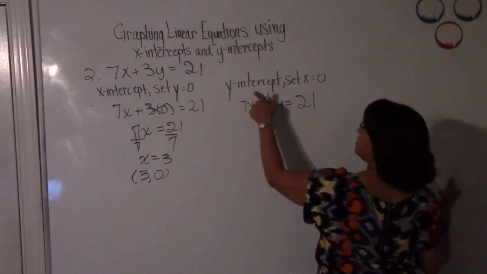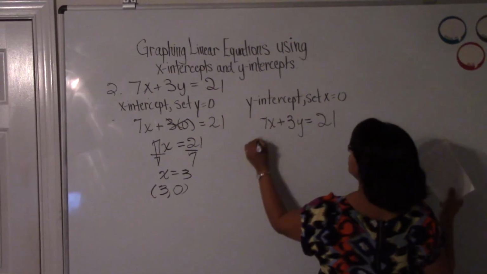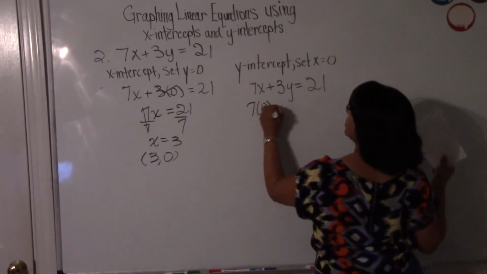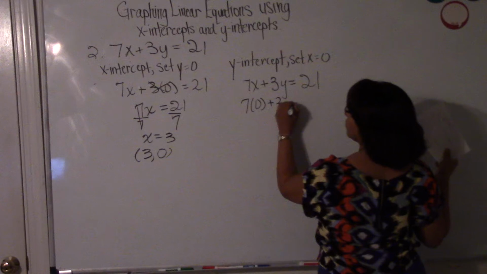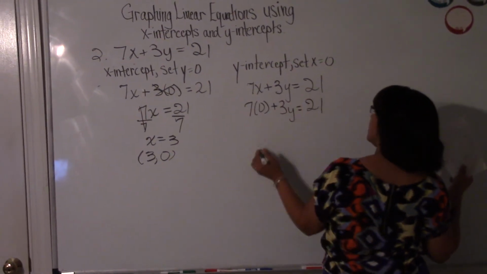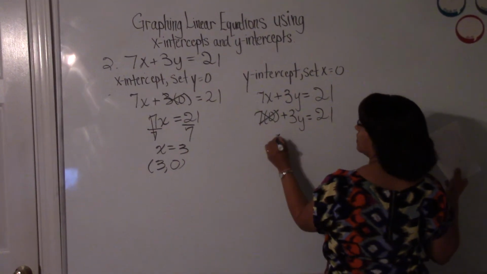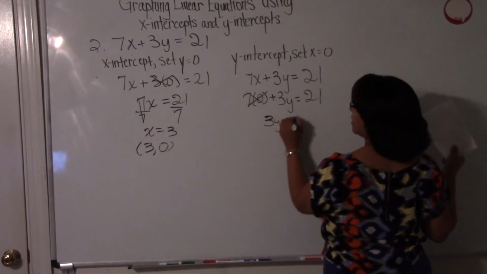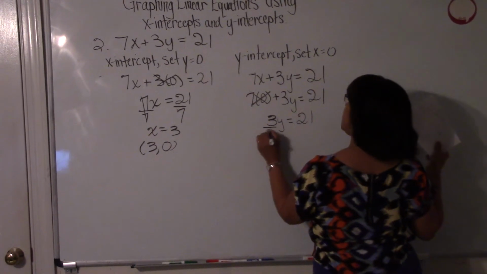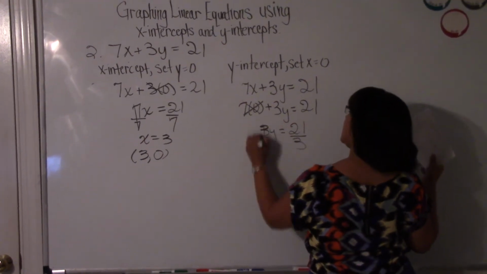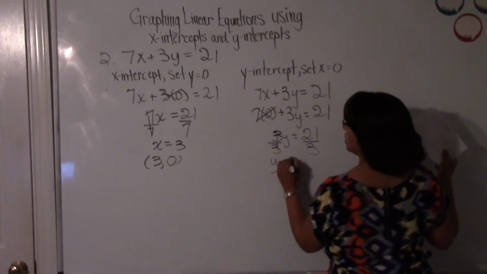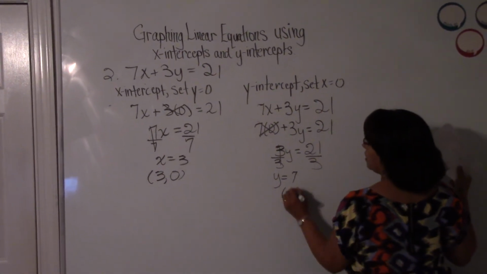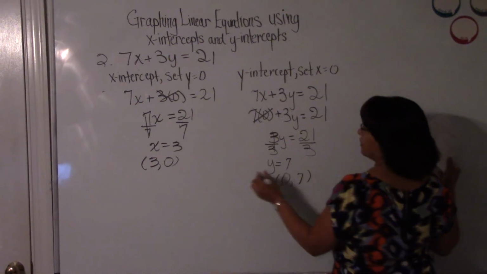For your y-intercept, your x-coordinate is 0, so we have 7 times 0 plus 3 times y equals 21. 7 times 0 is 0, so it goes away. We divide both sides by 3, and we get a y-intercept of 7. So now we know we have to go at least up 7.